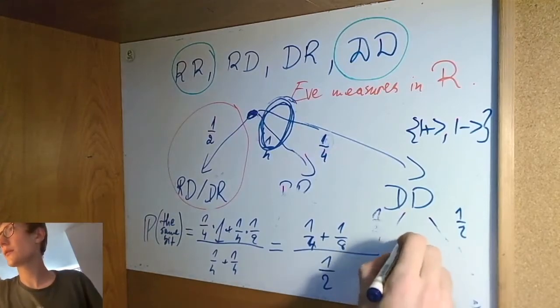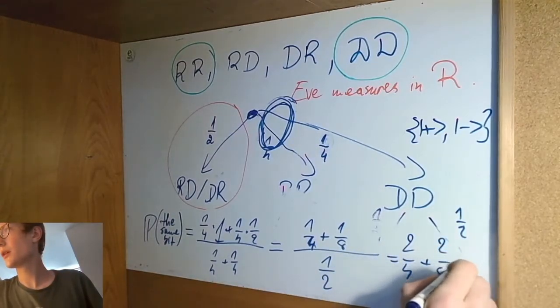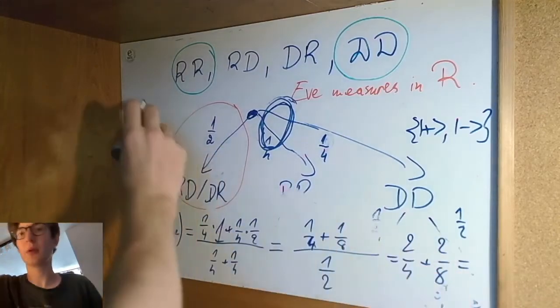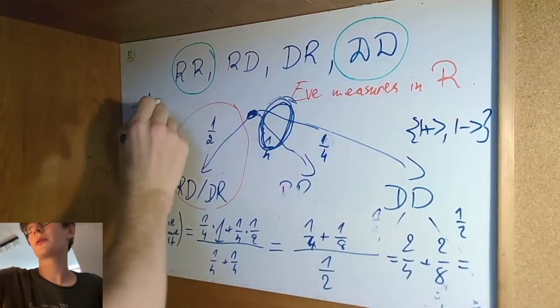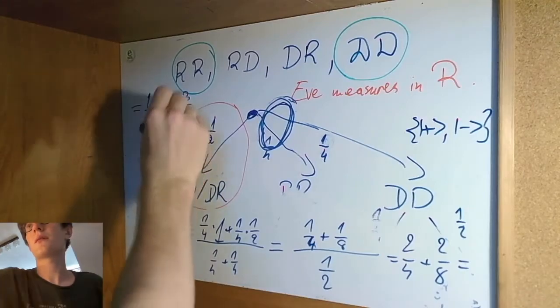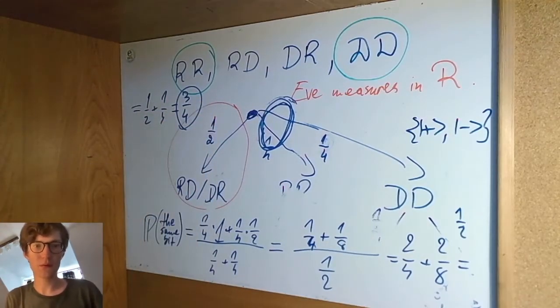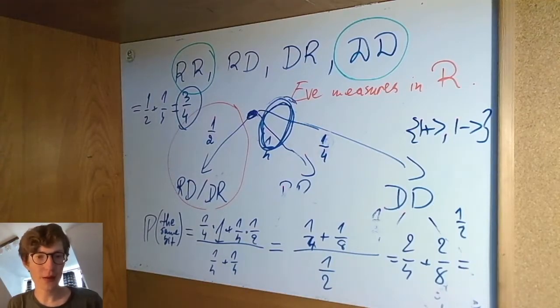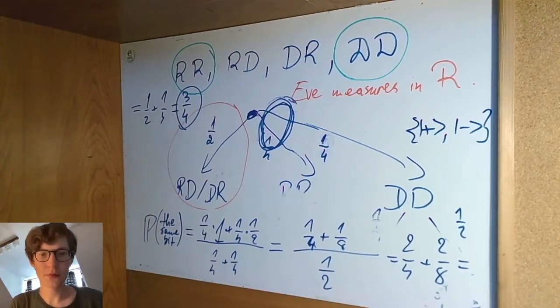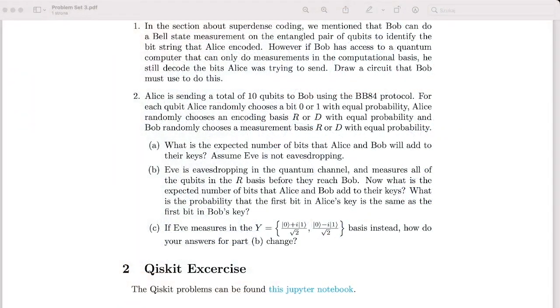And we get 2/4 plus 2/8, which is, maybe I will continue here, 1/2 plus 1/4, which gives 3/4. And that's the probability that we were looking for. So the probability that Alice and Bob get the same bit in the first place is 3/4. Okay, and now Eve measures those bits in a different basis, which is a basis y.